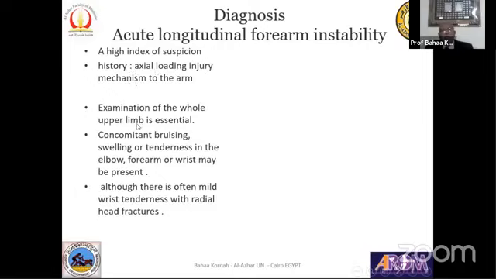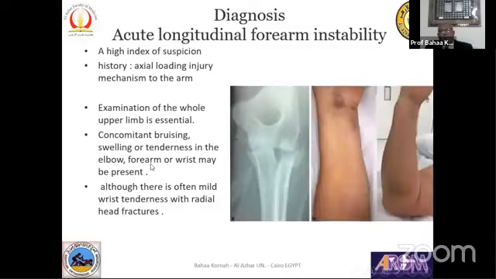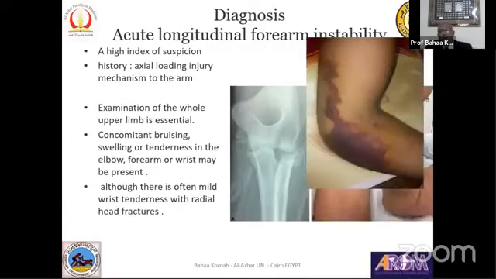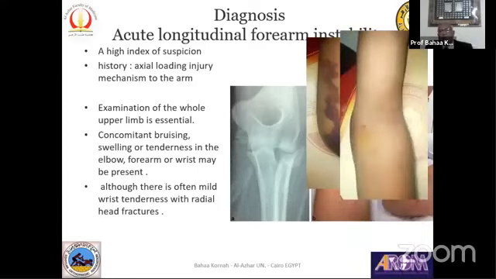Examination of the whole upper limb is essential. Do not examine the elbow only, examine the whole upper limb. Concomitant bruising, swelling, or tenderness in the elbow, the forearm or the wrist may be present, although there is often only mild wrist tenderness with radial head fracture. This is an example of fracture of the radial head, and this is an ecchymosis in the distal part of the forearm at the inferior radioulnar joint. And this is an example of ecchymosis with fracture of the forearm, and this is a swelling.